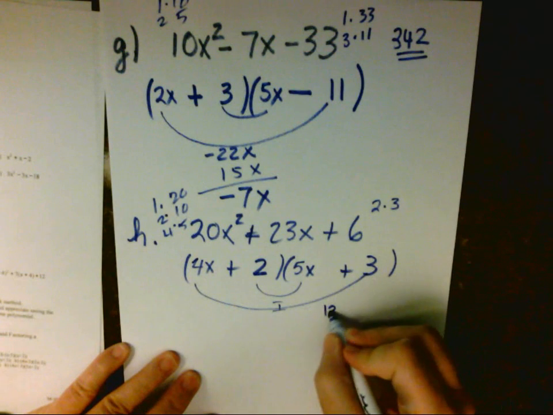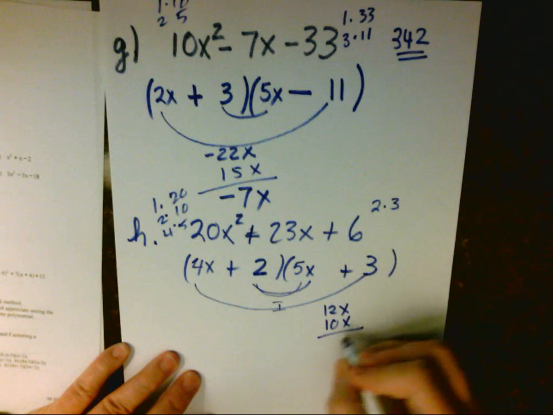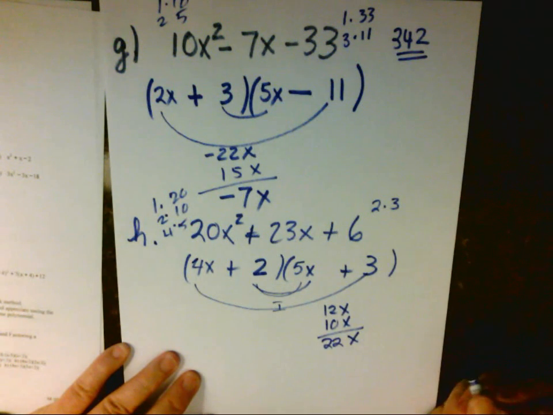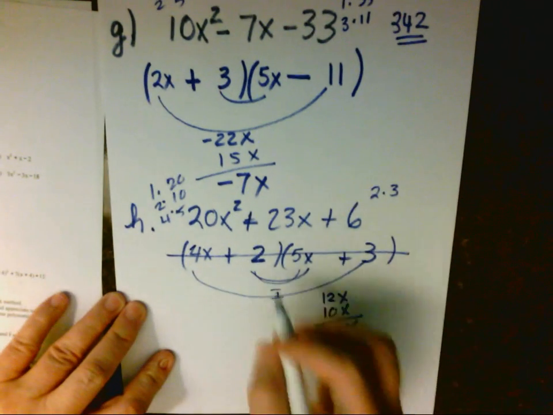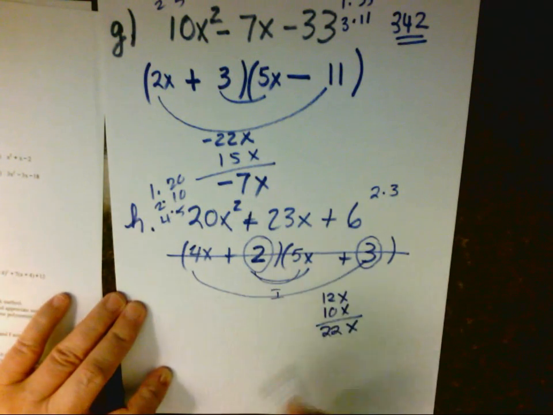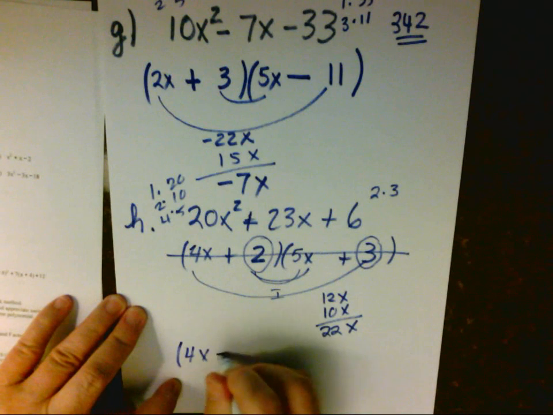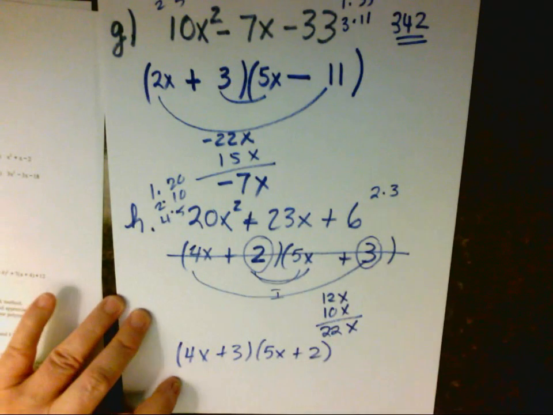On the outside I get a 12x, and on the inside I get a 10x, and that gives me 22x. Oh, it didn't happen, did it? Okay, well, don't go changing everything at once. The first thing I'm going to do is try switching the place of these, okay? Often that'll fix it. So let's try that. 4x plus the 3 and 5x plus the 2. So I just switched the place of those two.